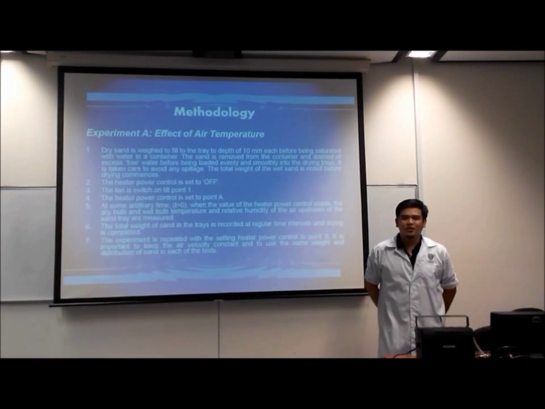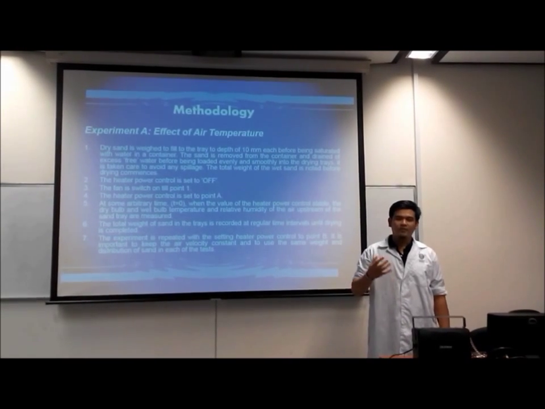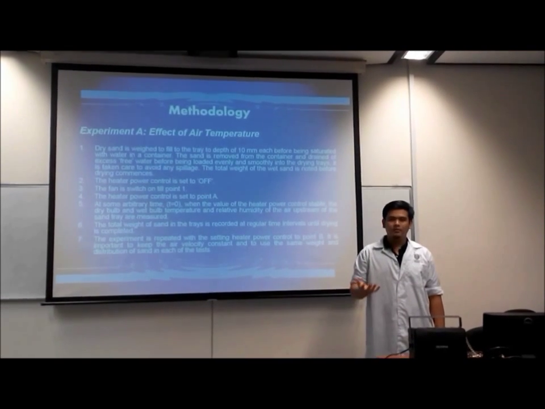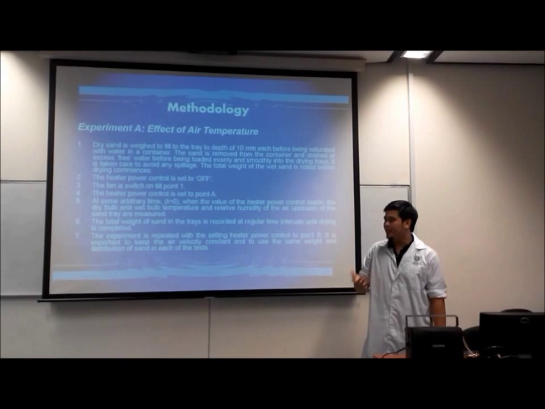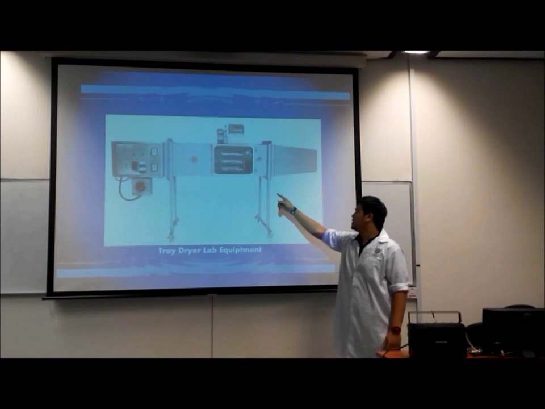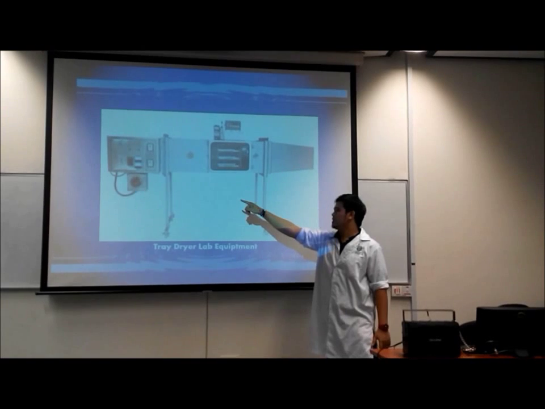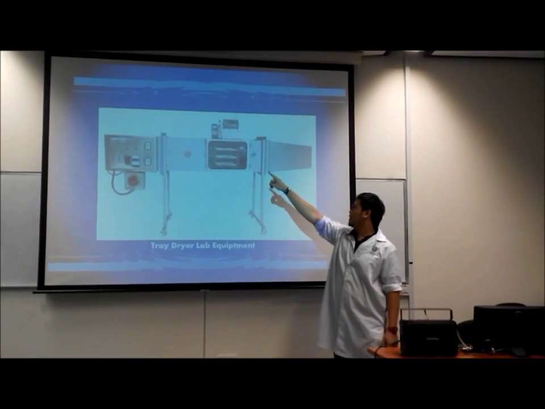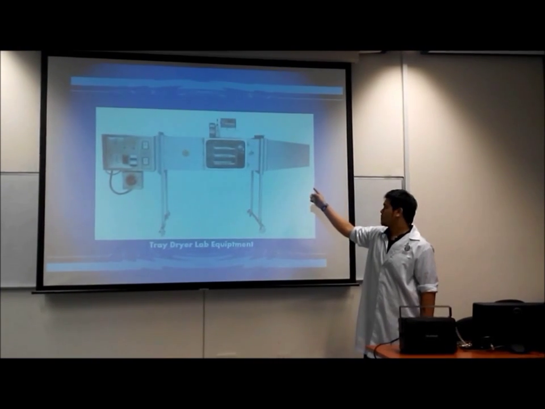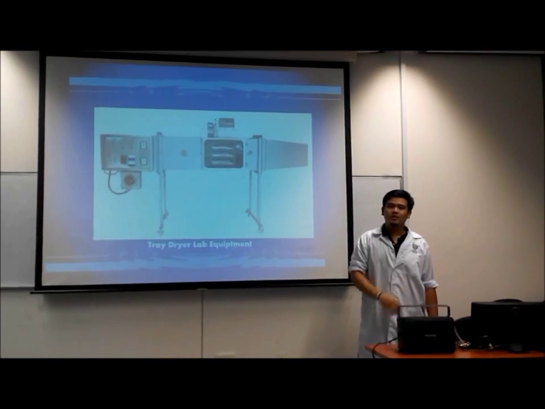Moving on to the methodology. For the first step, we weigh the sand, and after that we spray the sand with water, and then we weigh the wet sand. After that we place it into the container, which is the tray dryer, and then we turn on the fan and turn on the heater. After that, we measure the temperature and humidity, inlet and outlet. And then we measure the weight of the sand every 5 minutes.